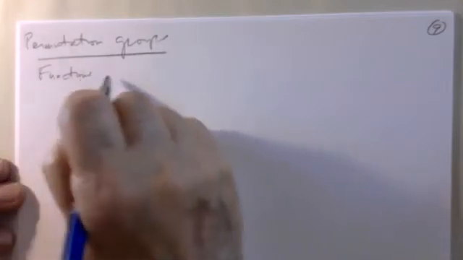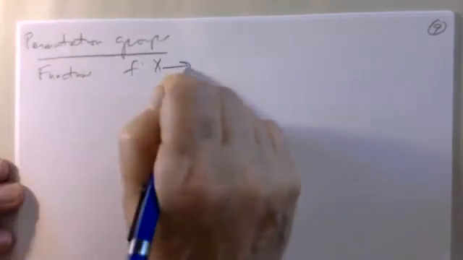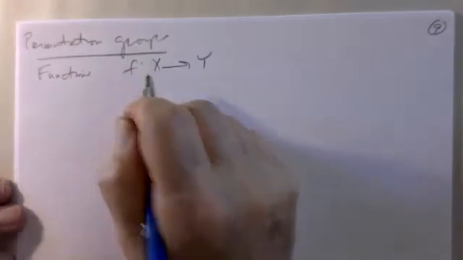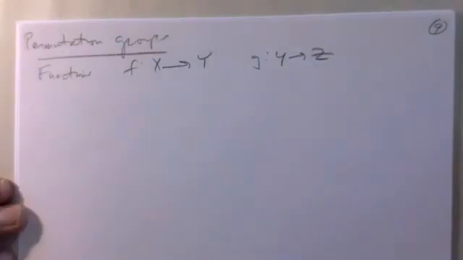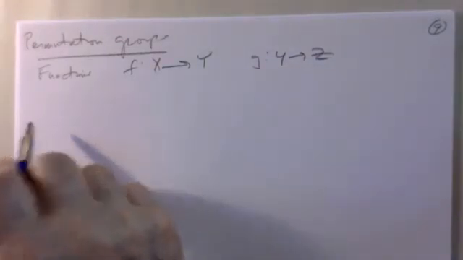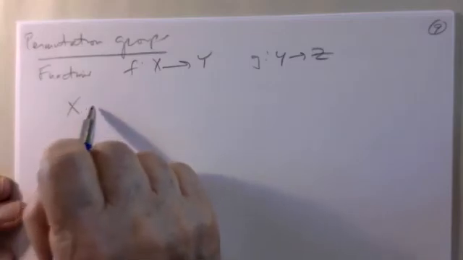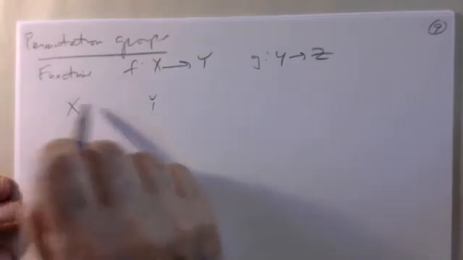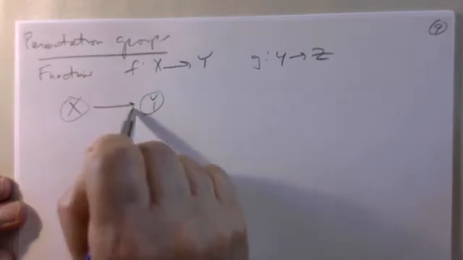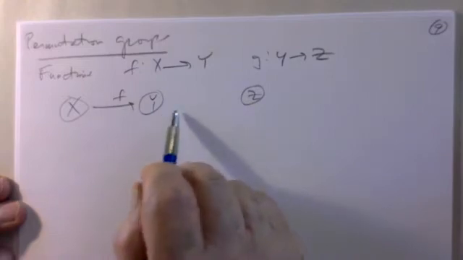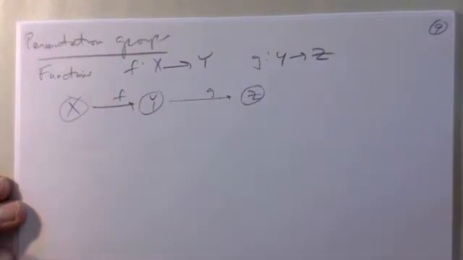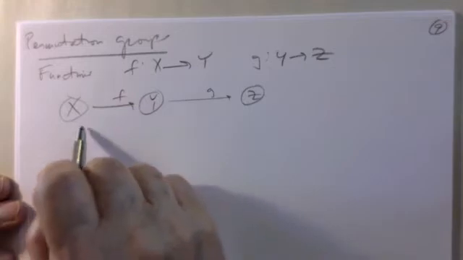Remember, you spend a lot of time in calculus studying functions. You could have a function f from x to y, and you could have a function g from y to z. And you can picture it like this. You have a set x, a set y, and your function f goes from x to y. And then you have a set z, you have a function g that goes from y to z.